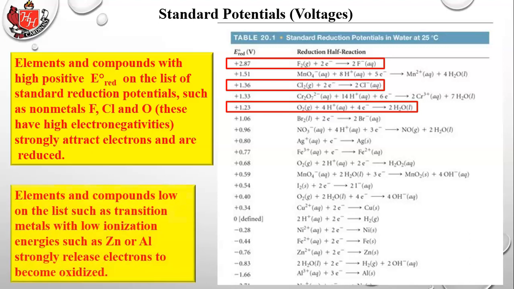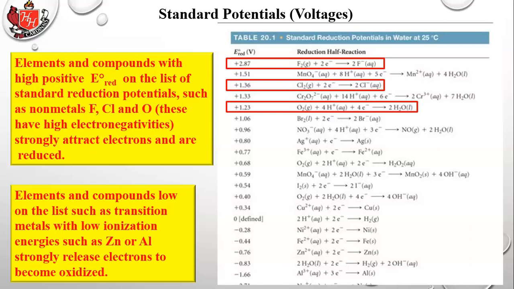Elements and compounds low on the list, such as transition metals with low ionization energies, such as zinc or aluminum, strongly release electrons to become oxidized. So if you look down there, for example, at zinc, it's a negative 0.76. That means it's not going to take in electrons from hydrogen.